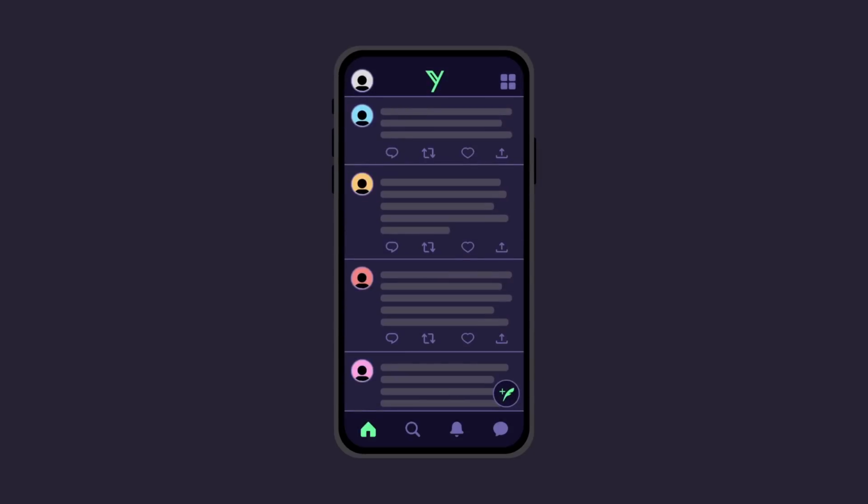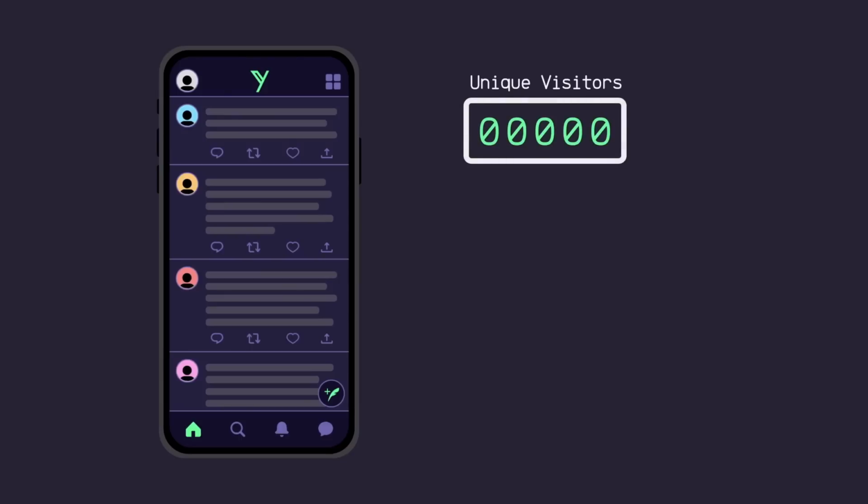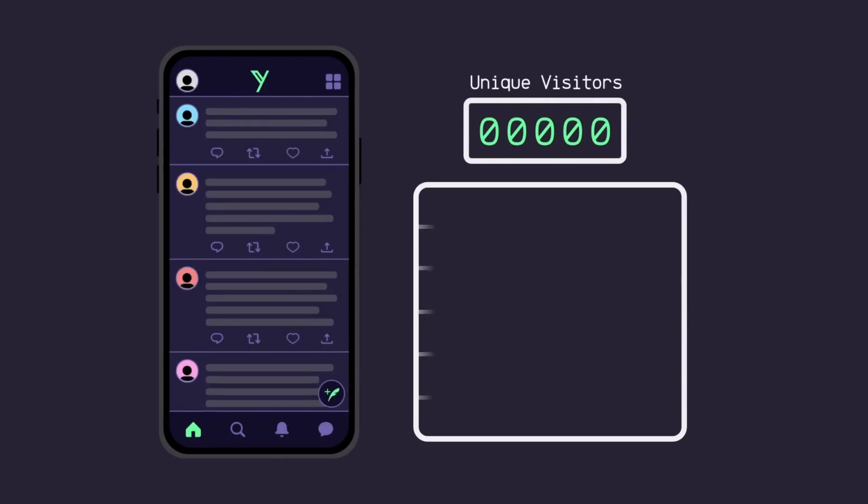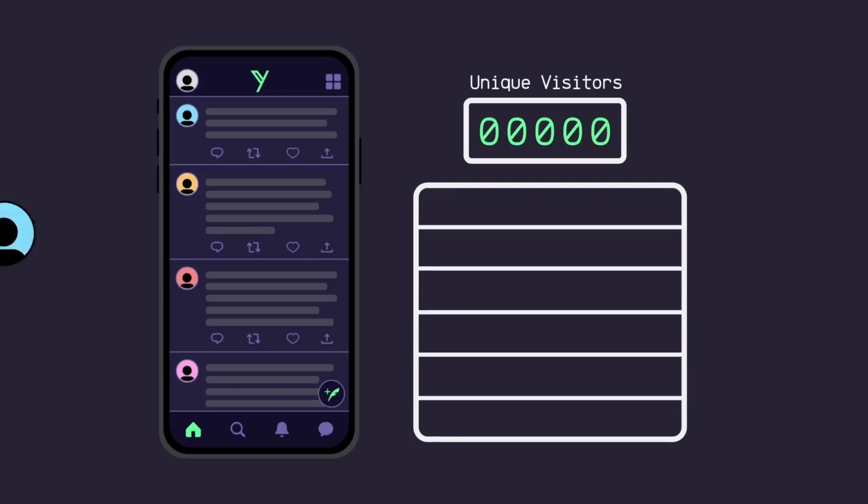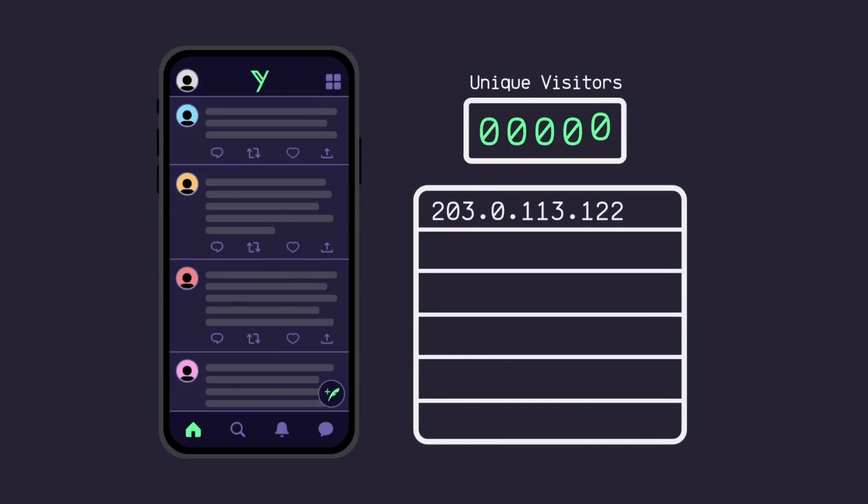So one day you decide to launch your very own social media platform. Of course, you'd want to keep track of some useful analytics, like the number of unique visitors. How would you do this? Maybe your solution would be to store a list of distinct IP addresses. For any new unique visitor, store their IP address, and at any given moment, just count how many there are.